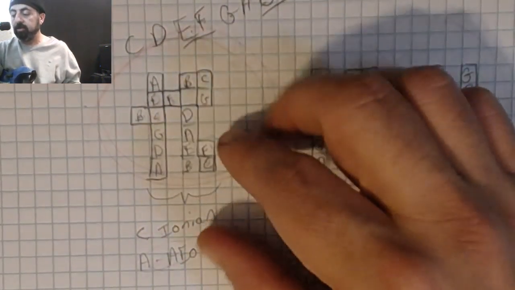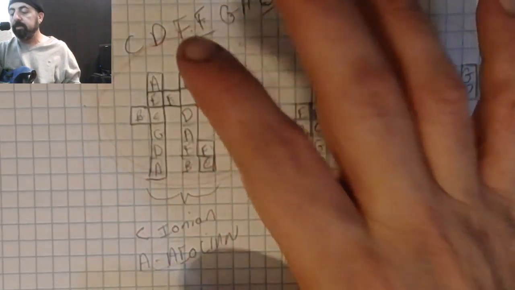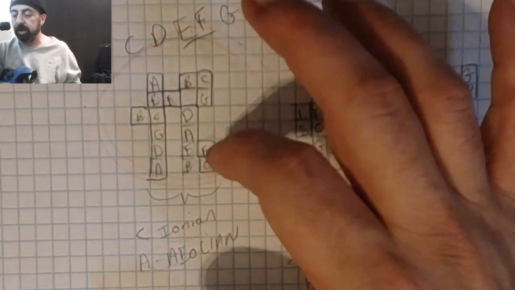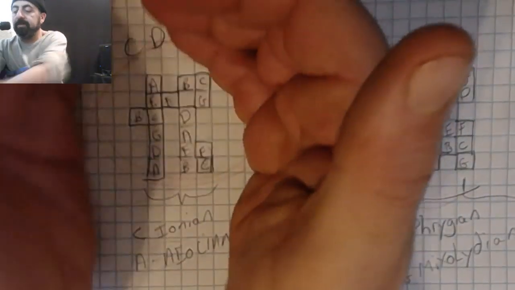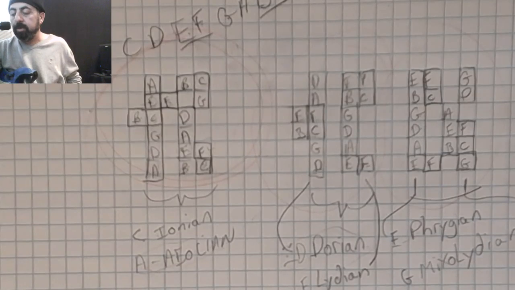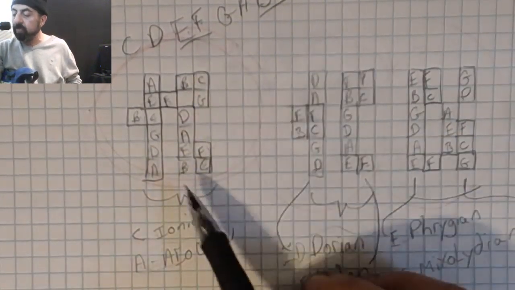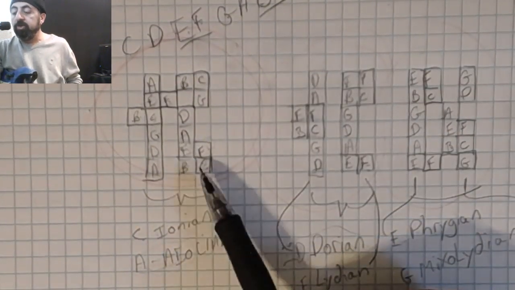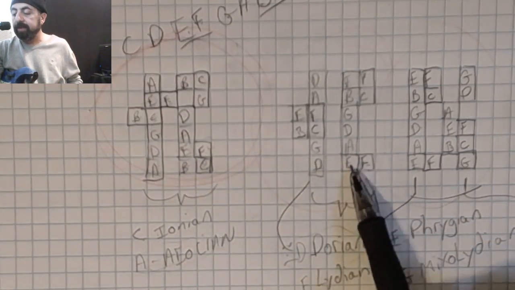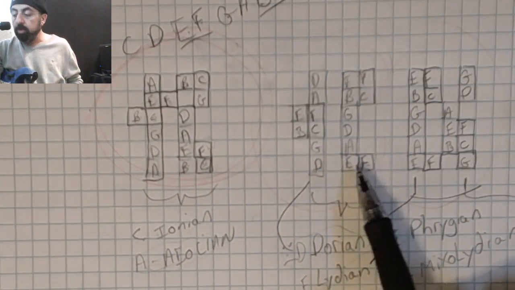That's why I don't like to just use these names. It just confuses students into thinking, okay, this little box here is Aeolian, and nothing else will ever be Aeolian on my fretboard, and it's not true. It's your whole fretboard. It's just which one of these conjoining boxes, which one of the root notes, is playing.